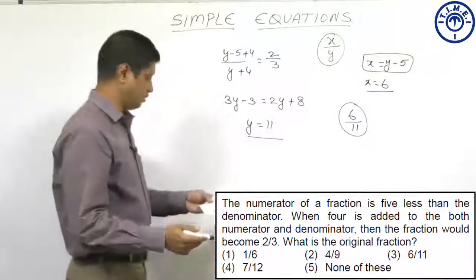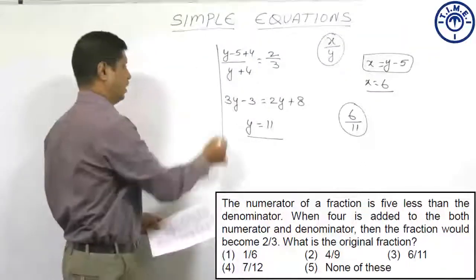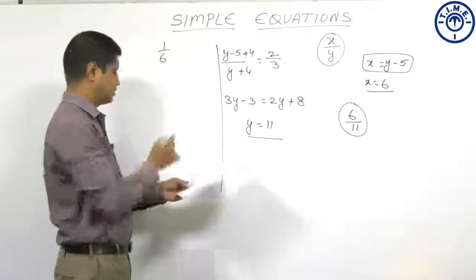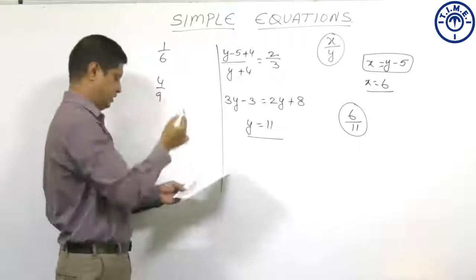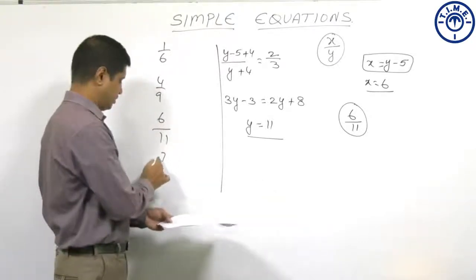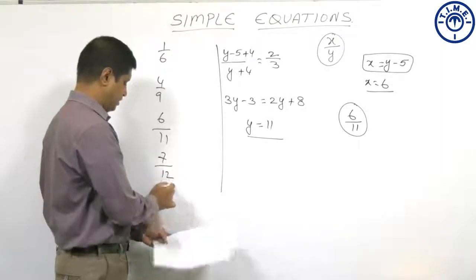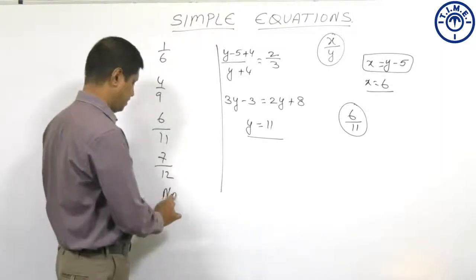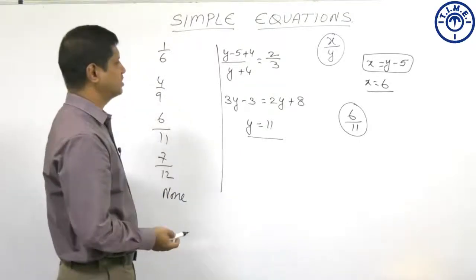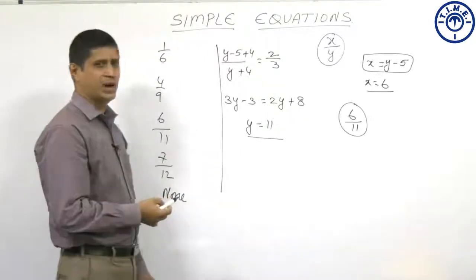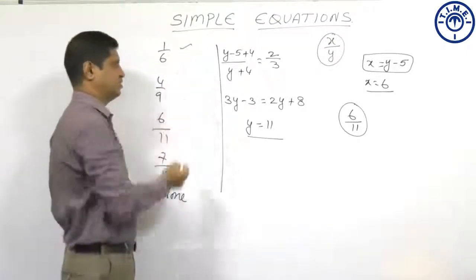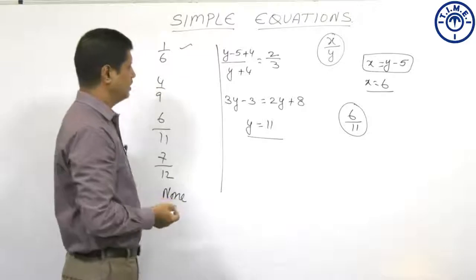Now, if you observe the options carefully here, what is the first option? 1 by 6. Next option 4 by 9. Next 6 by 11. Fourth option 7 by 12. The last but not the least, it is none of these. Now, what is the first condition? The value of the numerator is 5 less than the denominator. Yes, first condition accepted.